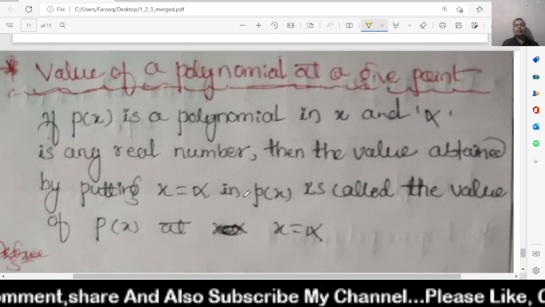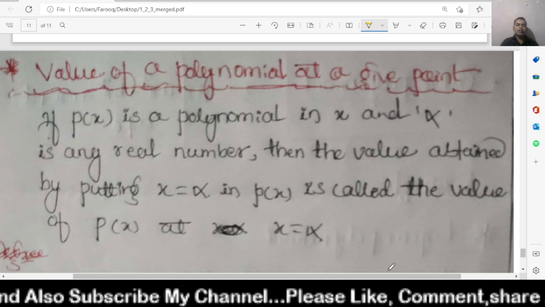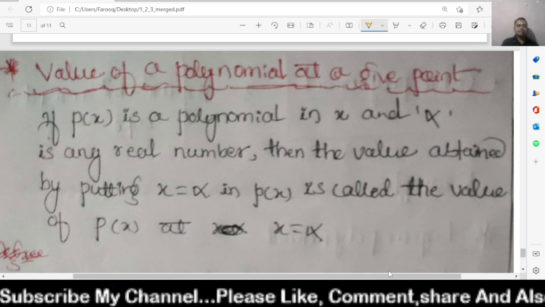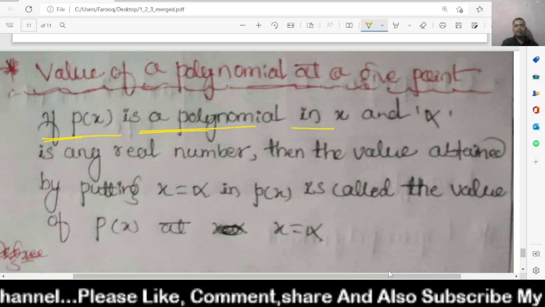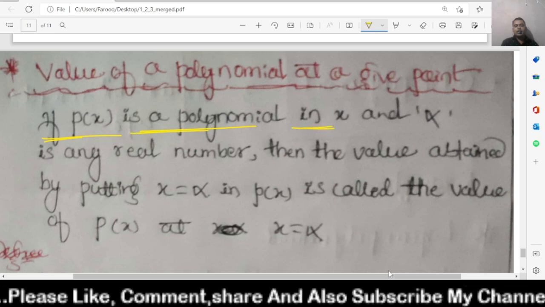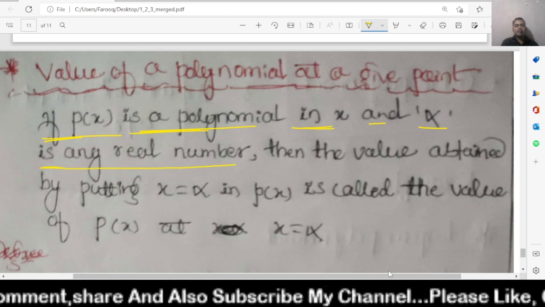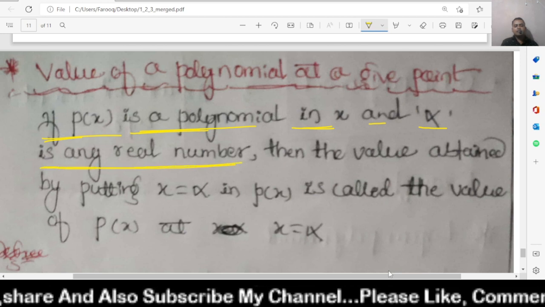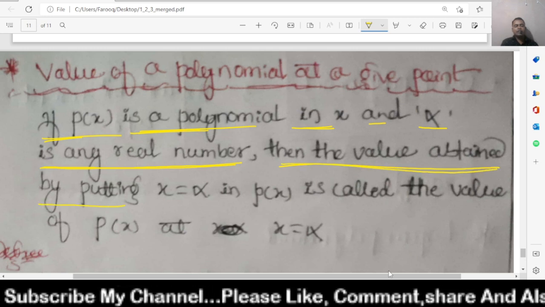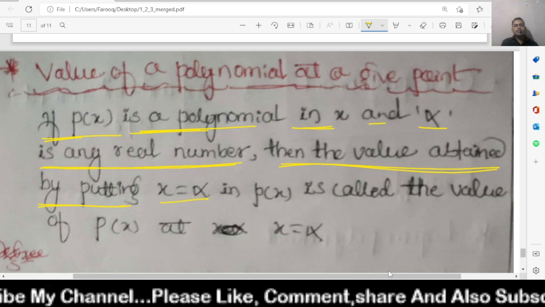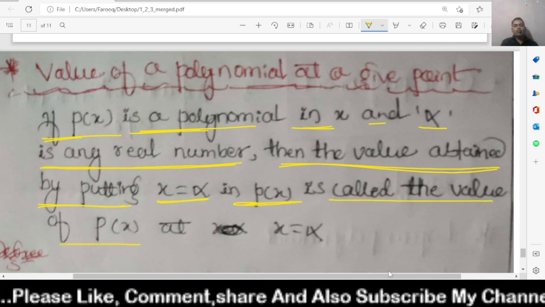Last one, value of the polynomial. It is very important to find the value of the polynomial. If p of x is a polynomial in x and alpha is any real number, then the value obtained by putting x is equal to alpha in p of x is called the value of p of x.